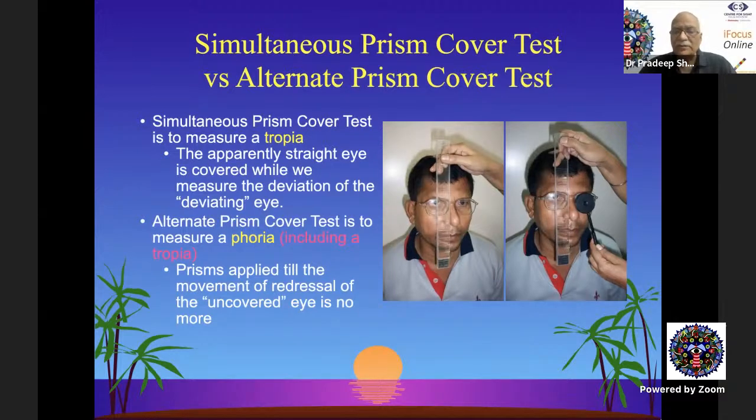So what is the difference between the two? In the simultaneous prism cover test, we are allowing the eyes to be fused again. So this is a true measure of only tropia. Whereas an alternate prism cover test, which you keep on alternating the occluder between the two eyes and never letting the two eyes to fuse in between, is also going to measure a phoria.